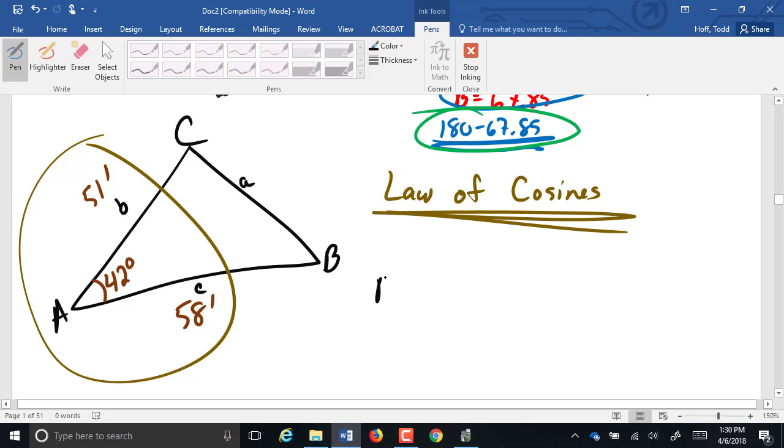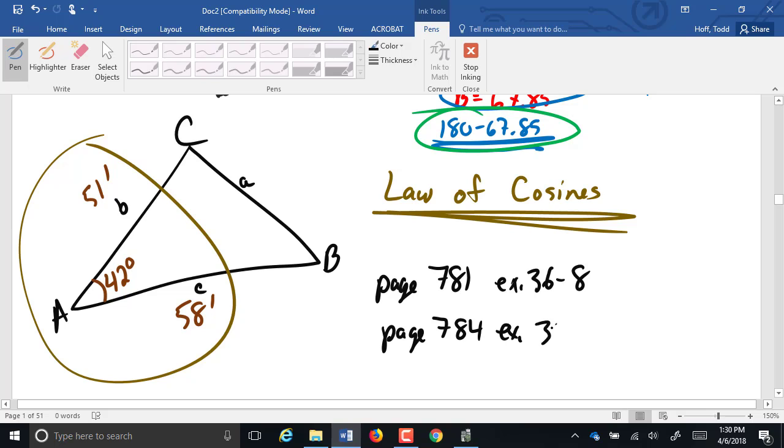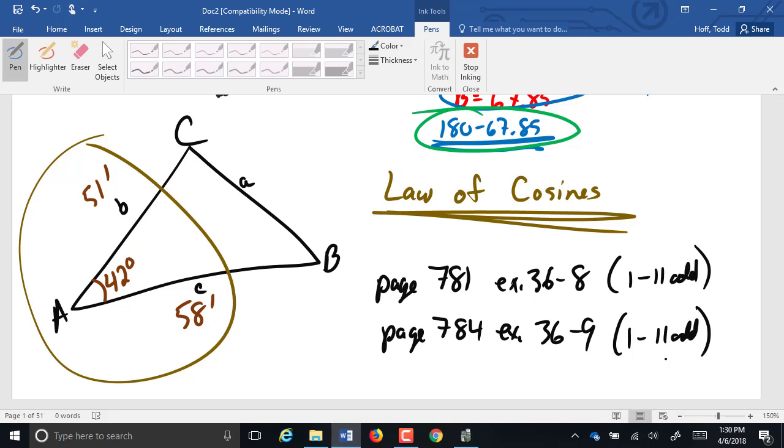For now, in your book, page 781, exercise 36-8, and page 784, exercise 36-9. Do 1 through 11 the odds. So it's only 12 total problems. Suggest you do a good share of them because this does get a little complex. And people struggle with this one on the quizzes.